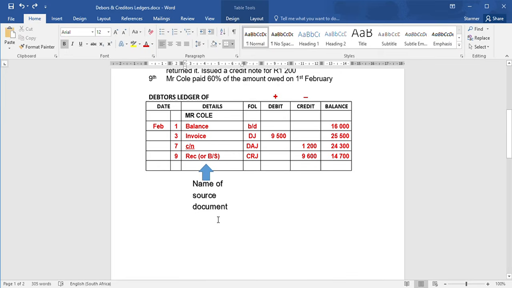Most importantly, please, it's the name of the source document that gets recorded in this column. I've seen in the past, people that I teach, they just write Mr. Cole, Mr. Cole, Mr. Cole. It's not that, it's the name of the source document. And if you want to, you can even give that source document a number. But that's not necessary, it's not essential.